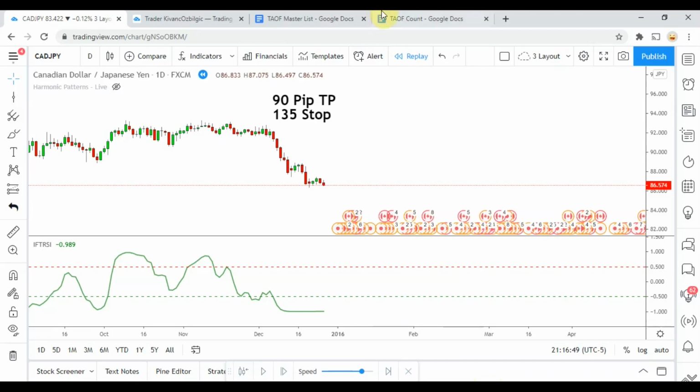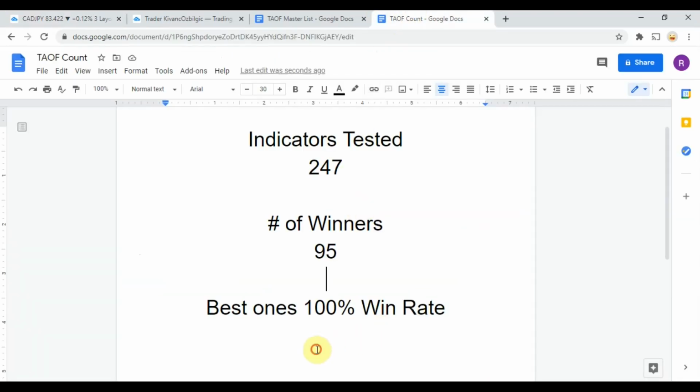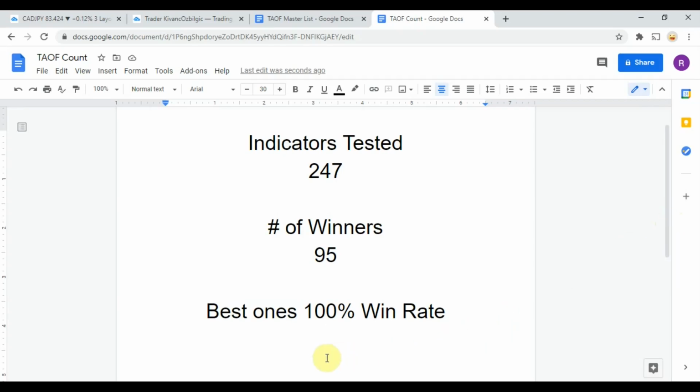First, I wanted to put the indicator scoreboard up for everyone to see. So, to date, we have tested 247 indicators. And out of those 247 indicators, 95 of them have been winners, which means that they have met or exceeded the 60% win-loss ratio threshold that we have set for them. The best ones so far were able to achieve a 100% win rate.